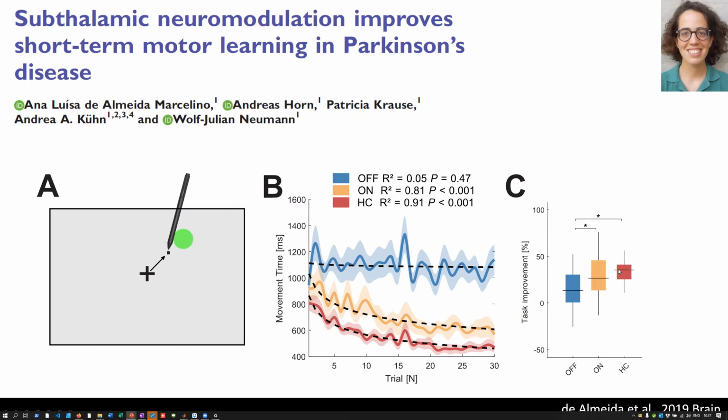And if we formalize this as the change between start and end of the task, there's a significant improvement and difference between the off stimulation condition and the on stimulation condition, and also between off stimulation condition and healthy controls. So this lets us, first of all, identify that Parkinson's disease patients have difficulty learning the task if the stimulation is switched on. Stimulation leads to significant improvement in motor learning.